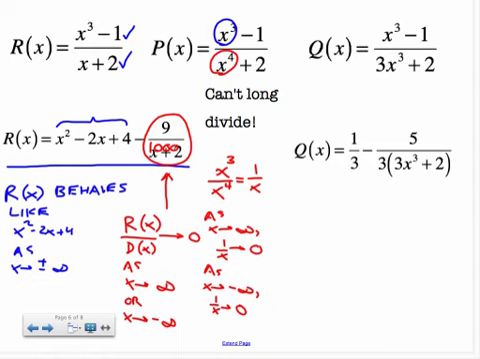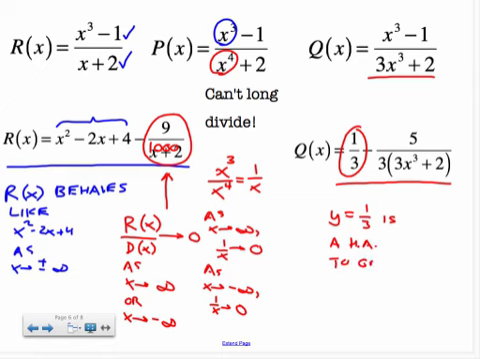Third scenario, we do the long division. x cubed minus 1 divided by 3x plus 2 ends up being 1/3 minus, actually ends up being 5/3 over 3x cubed plus 2, but I just rewrote that a little bit simpler. So our quotient in this case is a constant, 1/3. Remember that the remainder will always approach 0 as x gets big positive or big negative. So in this case, our quotient was 1/3, and so the line y equals 1/3 is a horizontal asymptote to the graph of q of x.